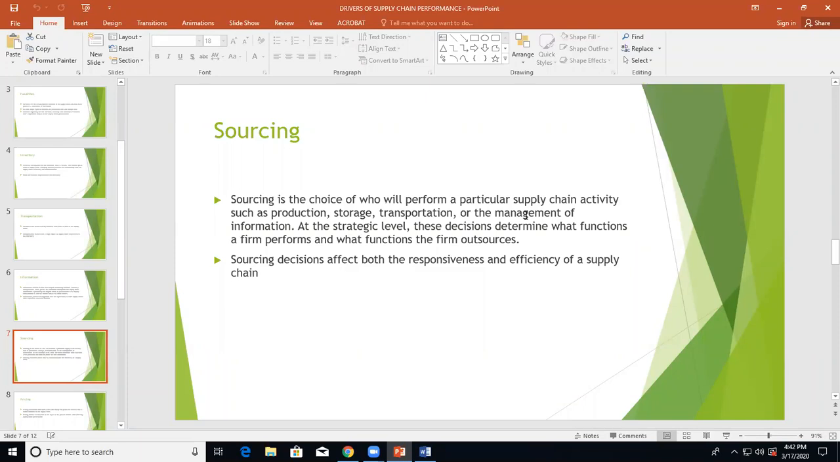It's up to you at the strategic level. As we have already studied, there are different levels in the supply chain. The third one is the operational level. The second one is the tactical level. And the first one is the strategic level. At the strategic level, you decide about the sourcing, either you are sourcing or not. Sourcing means you are acquiring from someone.